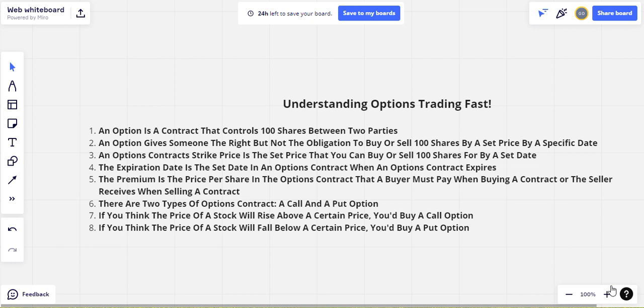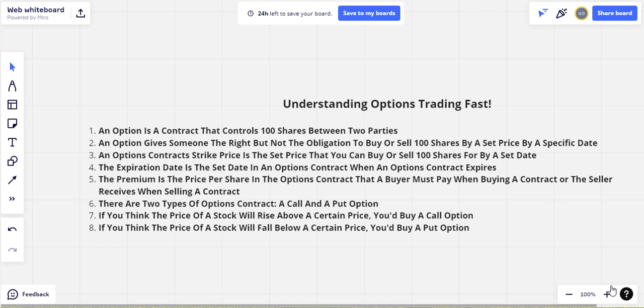Now, an options contract's strike price is the set price that you can buy or sell 100 shares for by a set date. There's always going to be a fixed price in an options contract, and that is called the strike price. The expiration date is the set date in an options contract when the contract expires. So, whether you want to sell your option or buy or sell the shares in the options contract, you've got to do it by the expiration date, because if you don't, your option contract will expire and you'll lose the money that you invested in the options contract.